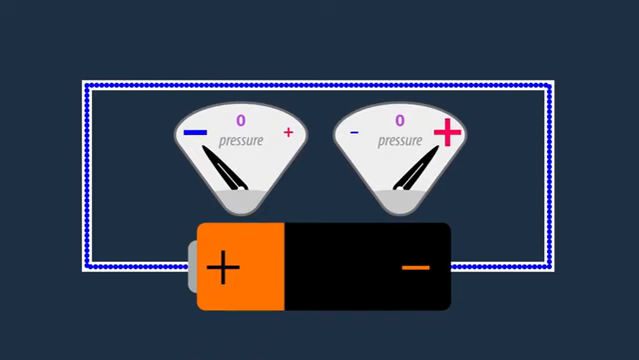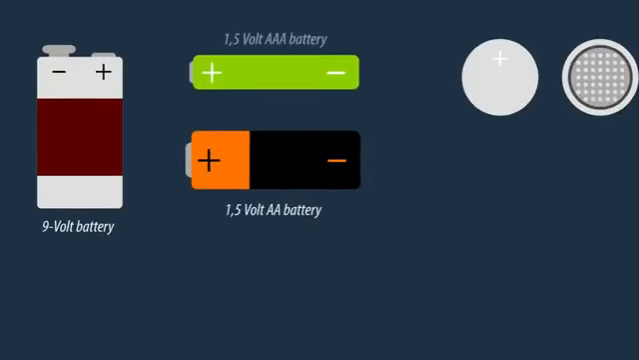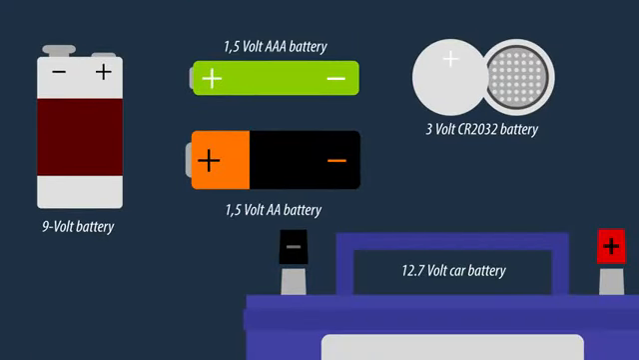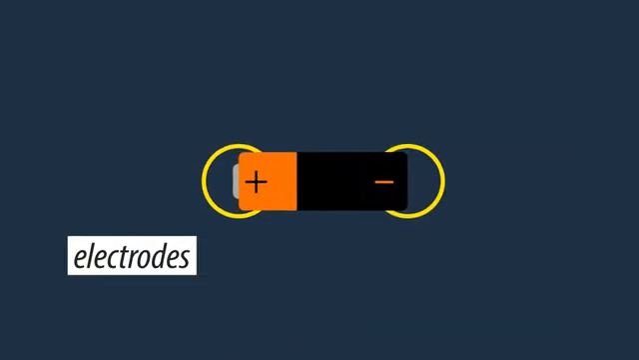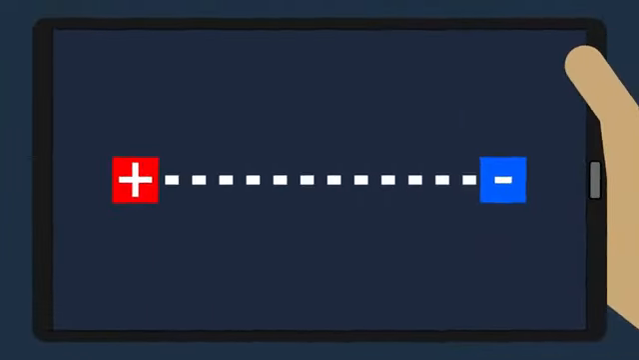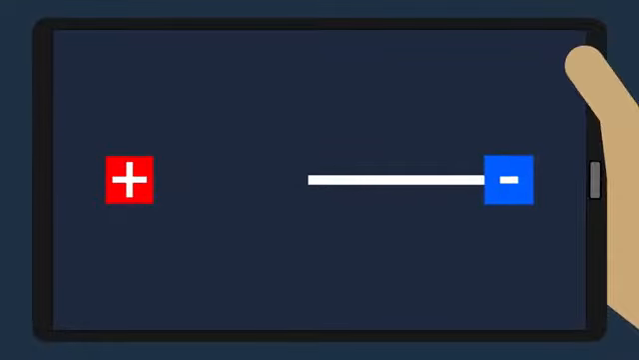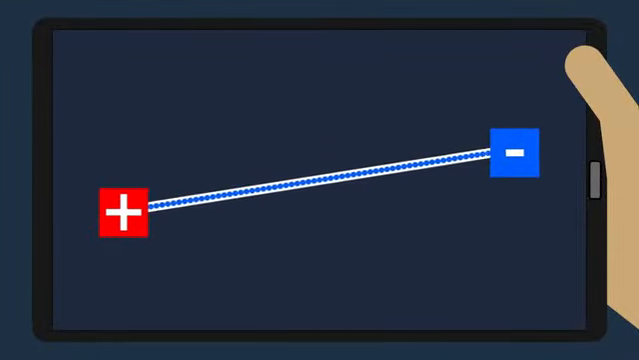A battery is a great way of introducing both negative and positive pressure within an electric circuit. In general, all batteries have the same principle. They possess two electrodes. The one on the negative side is called the anode, and the one on the positive side is the cathode.